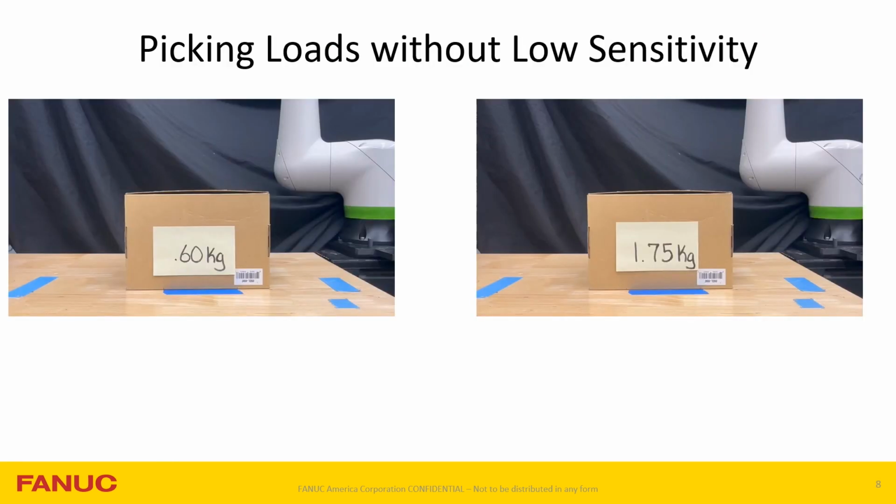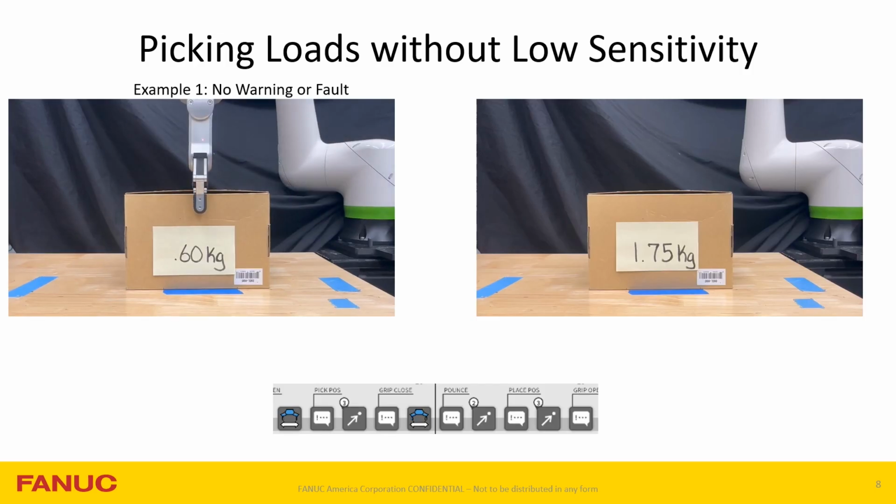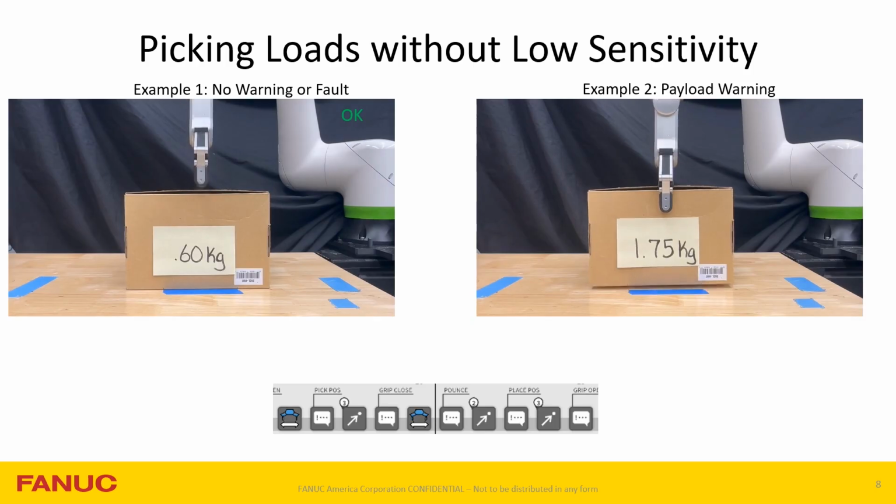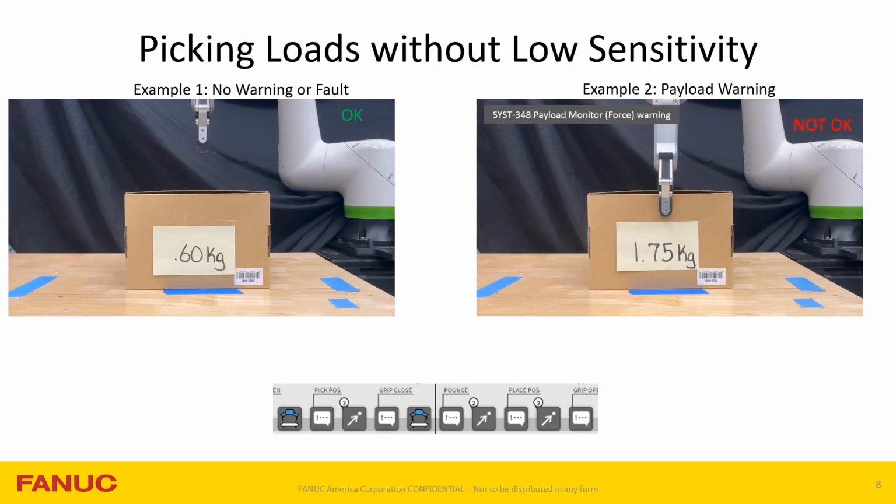The first two examples show varying load tolerances while picking without low sensitivity. Example 1 doesn't get a warning or fault when lifting a 0.6 kilogram load, but example 2 gets a payload monitor warning when lifting a 1.75 kilogram load.